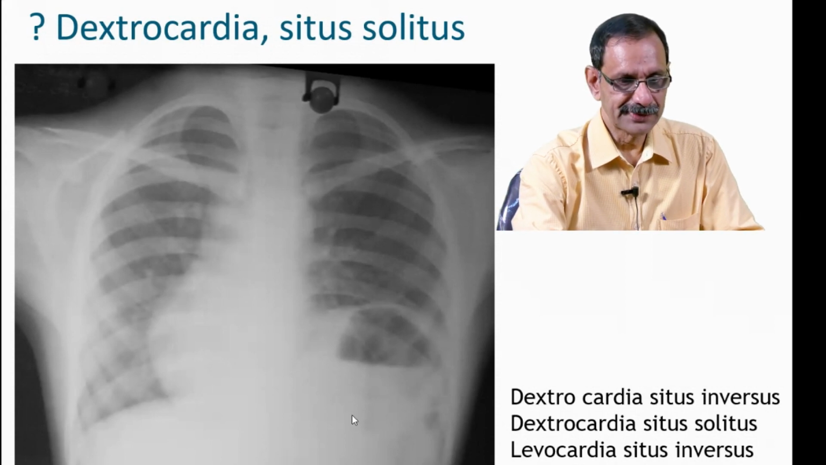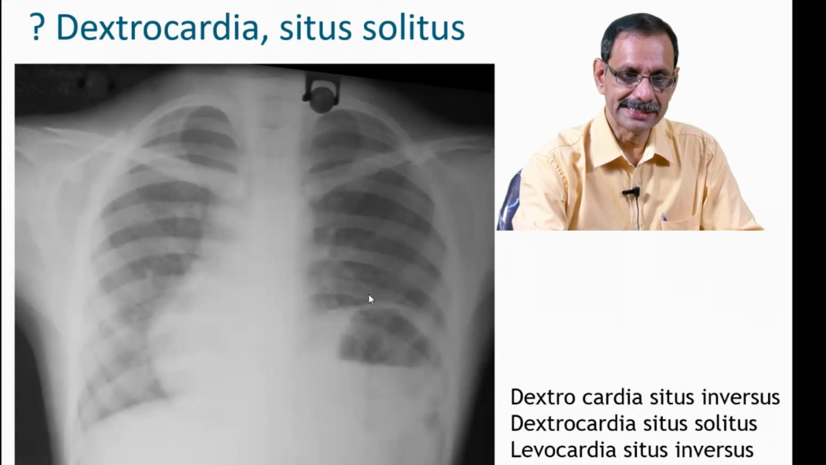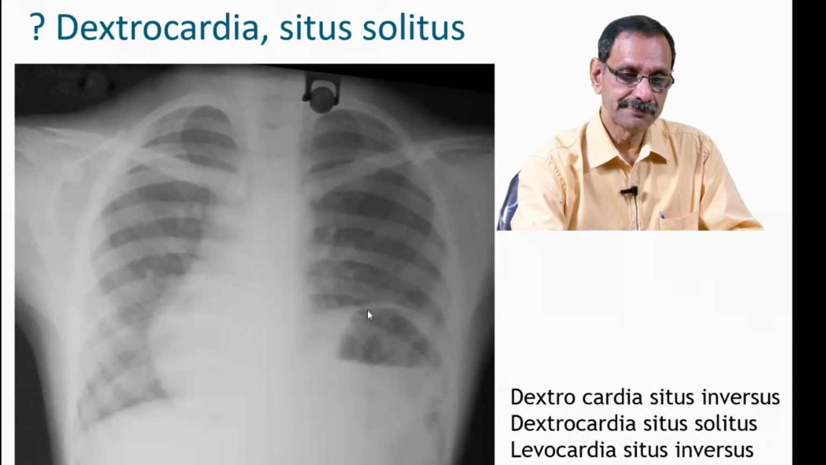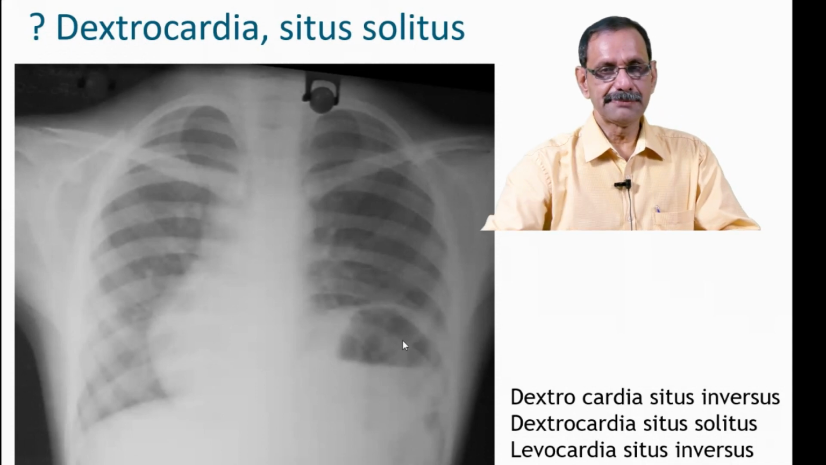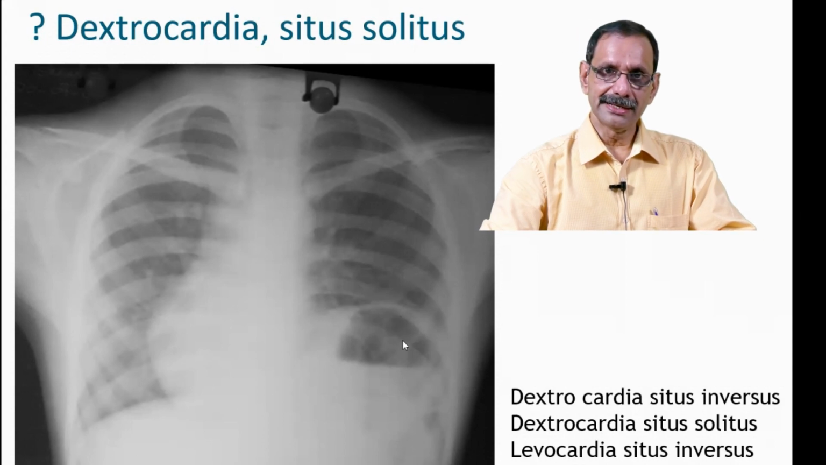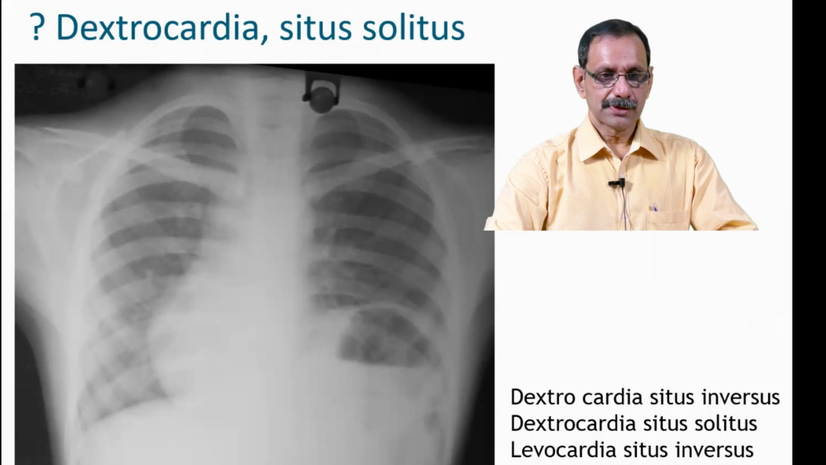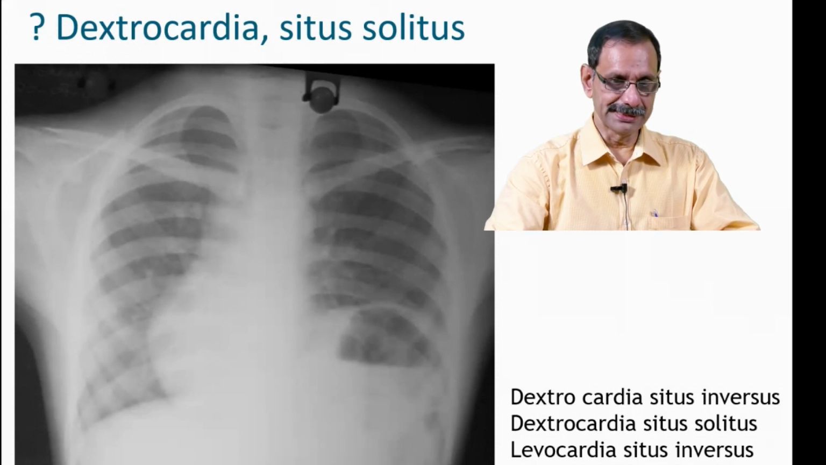Suppose it is situs inversus, that means the liver is here and the heart is in the normal position, that is on the left side. Again it is very dangerous, because again the chance of complicated heart disease is more than 90%. So what does it mean? If heart and liver are on the same side, the chance of complicated structural heart disease is very high, above 90%.